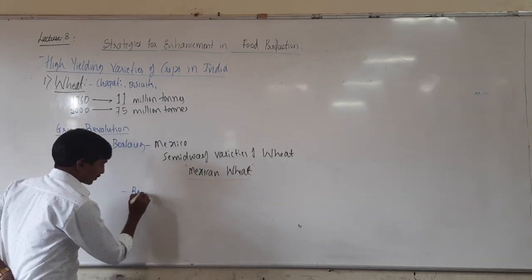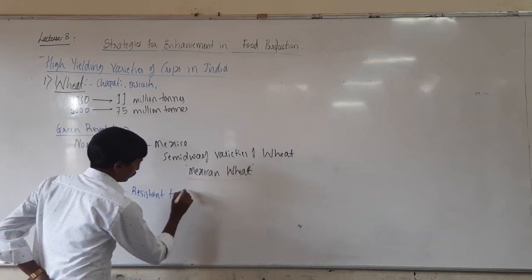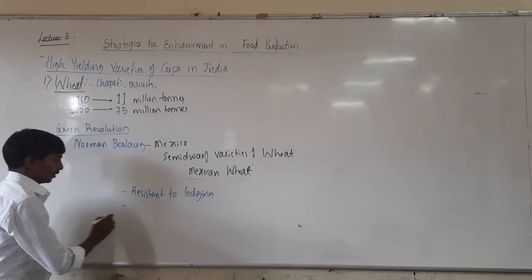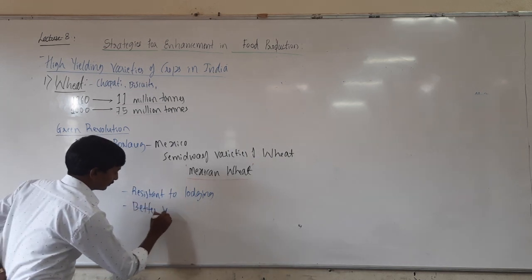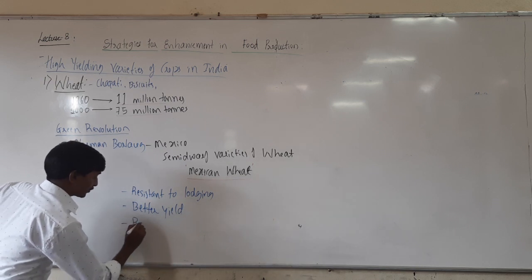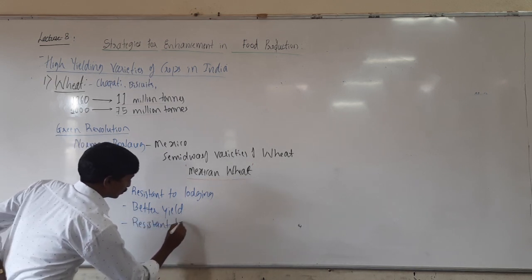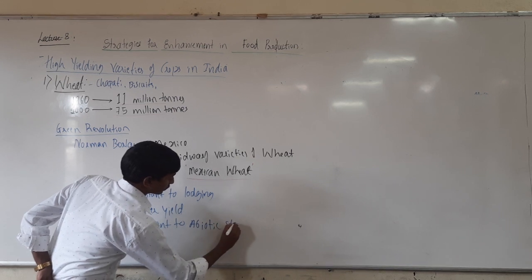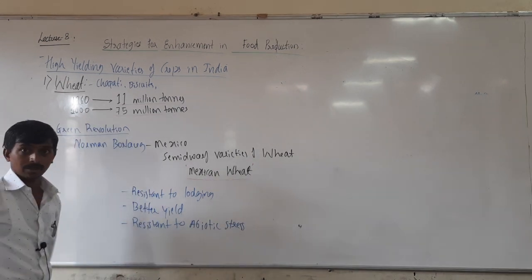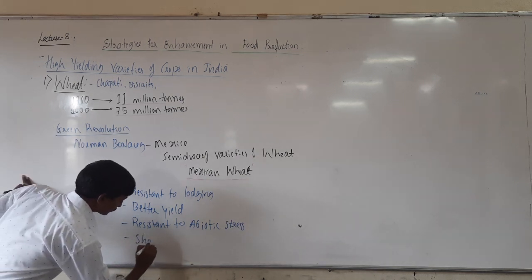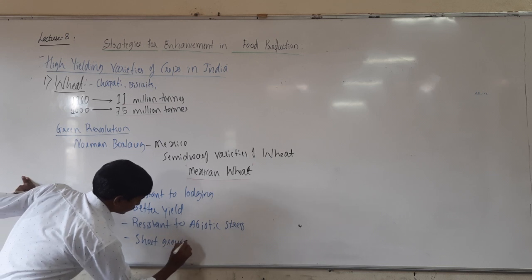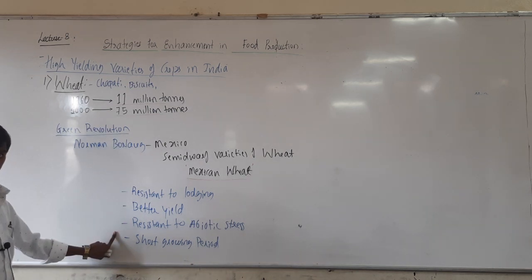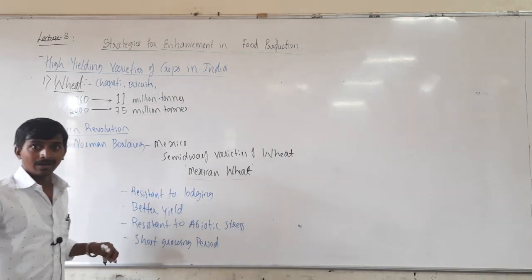First, it is resistant to lodging, and it had better yield, and it was resistant to abiotic stress, like temperature, etc. And it had a short growing period. Having these many characteristics, these Mexican varieties have a high yield.